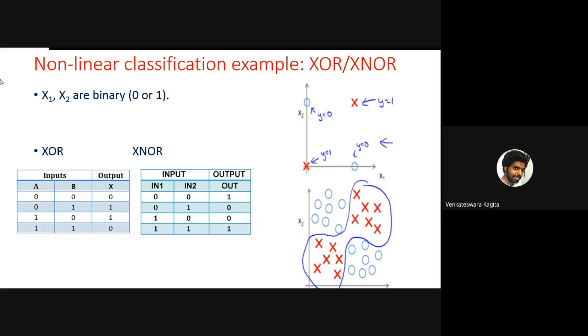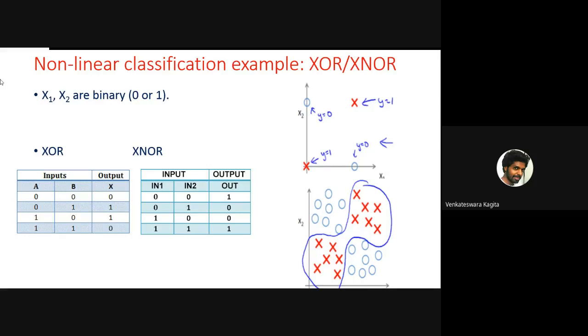That is what XOR performs. XNOR is the opposite of this. If both the inputs are the same, then it is 1. If they are different, then it is 0. So you can represent XNOR that way, as shown in the figure.